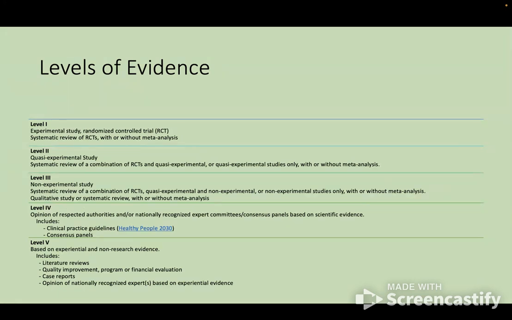And this slide just talks about different levels of evidence that you can find, and it's leveled 1 through 5. Level 1 is more of your experimental study, randomized control trial. Level 2 is a quasi-experimental study. Level 3, non-experimental study, where they really do a systematic review of the other evidence. Level 4 can be an opinion of respected authorities. And then level 5, based on experimental and non-research evidence, includes your literature reviews, case reports, and some of the others.